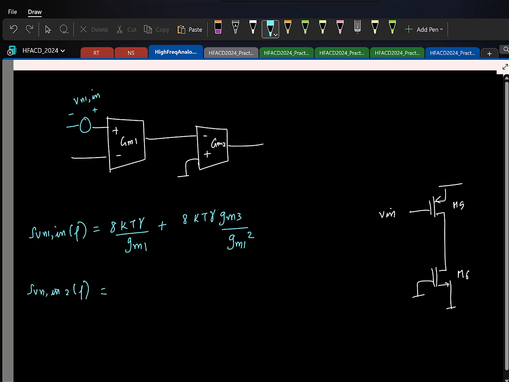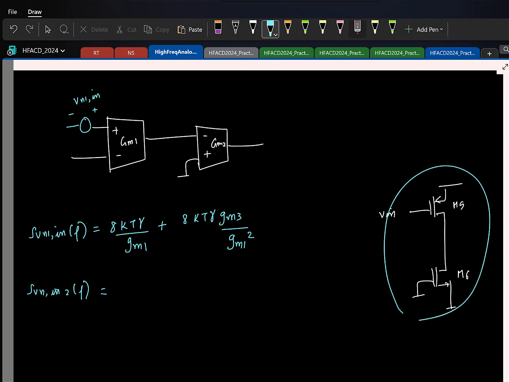So how many devices will contribute to noise here? M5, M6. What can you say about the input referred voltage contribution due to M5? That input voltage directly adds. So its power spectral density is going to come directly. Fine. You are left with finding it for M6.